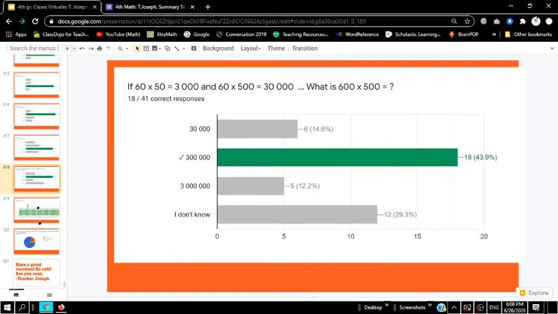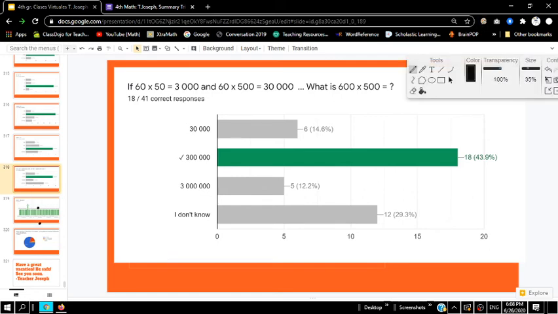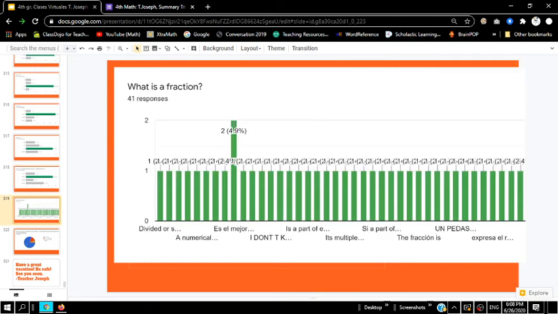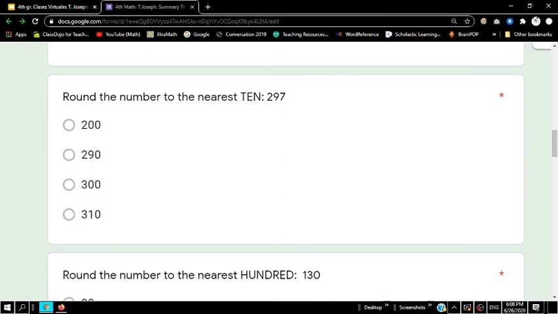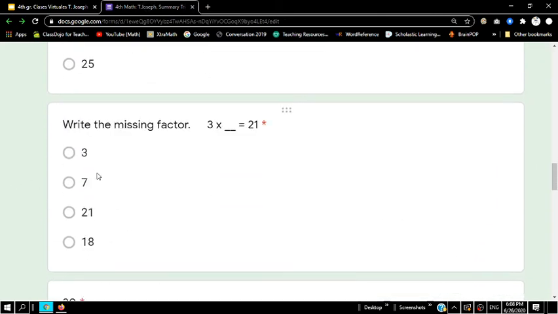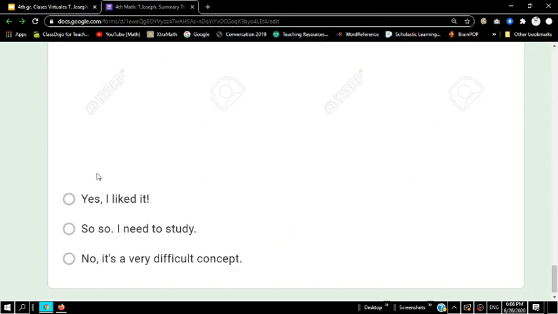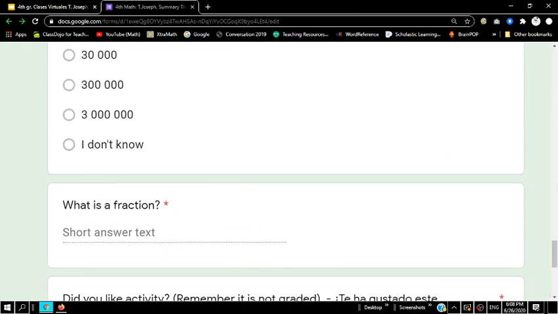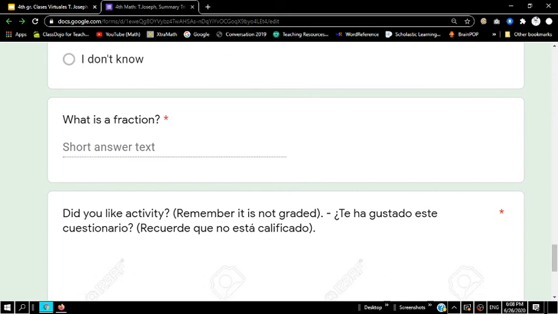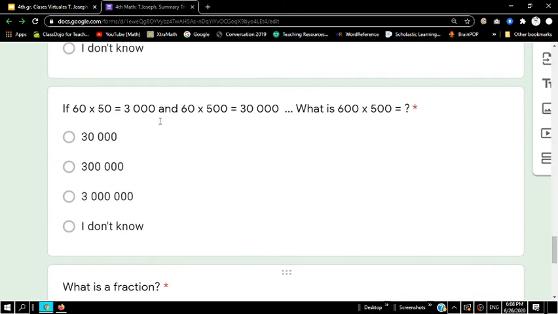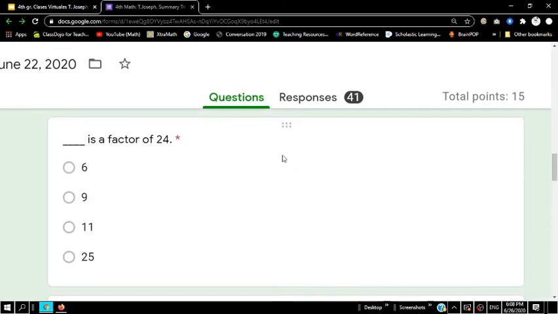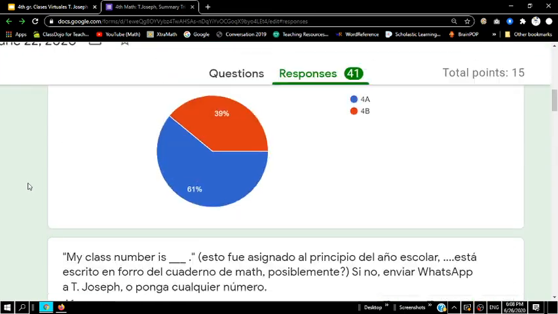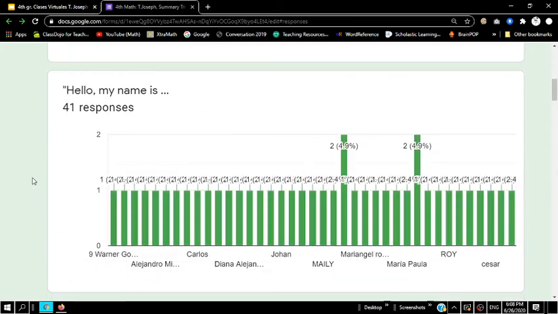Now this problem was a little bit different than the other ones because you had to respond with words. Okay? So if we look at it, it says, what is a fraction? Let's scroll down to the problem on the diagnostic to see what you guys thought about that problem. Okay, it says, what is a fraction? Well, students responded very differently out of those 41 responses. So let's actually look at some of those responses.